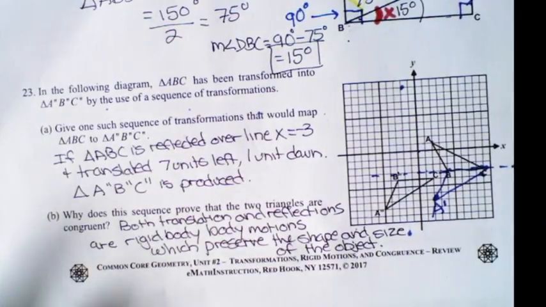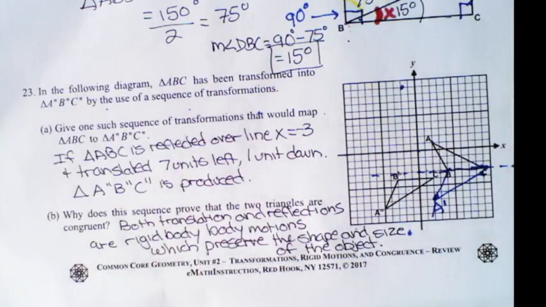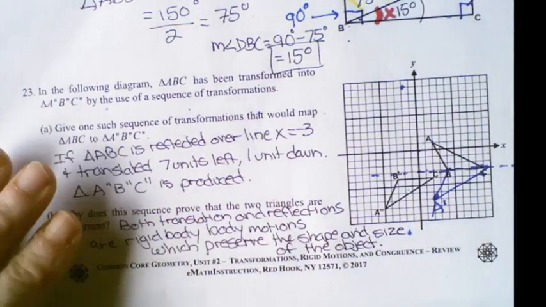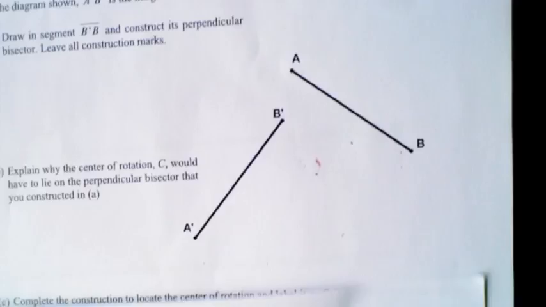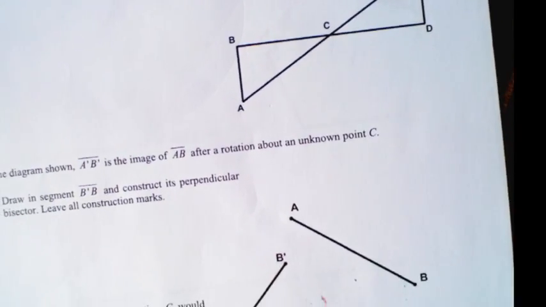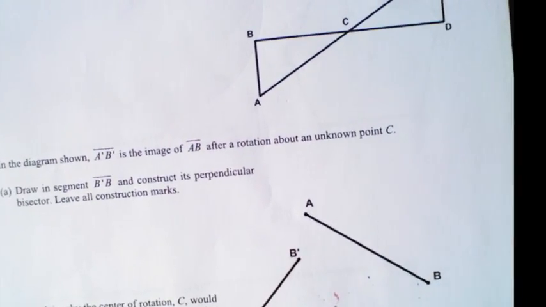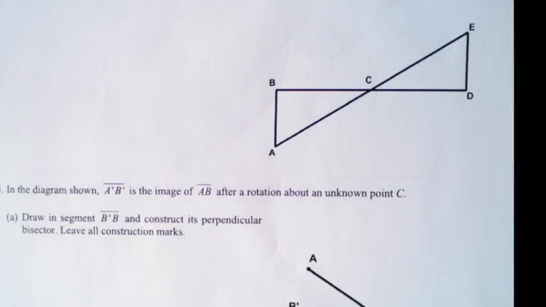See, things are congruent so long as you don't change their size or their shape. Once you start expanding things and blowing them up, we have a whole other kind of transformation going on. Okay? Up to problem 24.